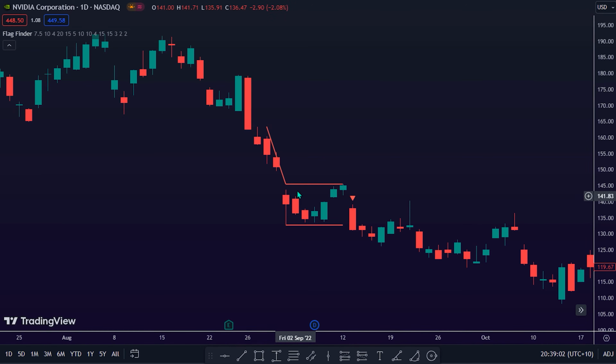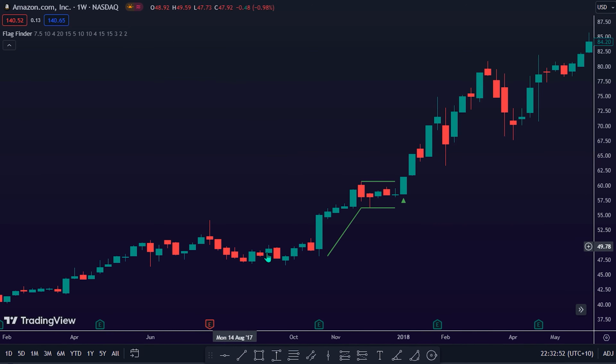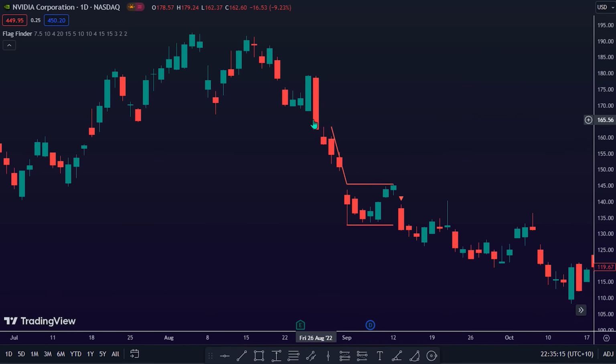Once the indicator finds a possible flag pattern in the uptrend or downtrend, the indicator will automatically plot the pattern in the direction of the dominant trend in the market. In a bullish or uptrend market after a bearish counter-trend price move, the Flag Finder indicator will plot a bull flag chart pattern. While in a bearish or downtrend market after a bullish counter-trend price move, the Flag Finder indicator will plot a bearish flag chart pattern.